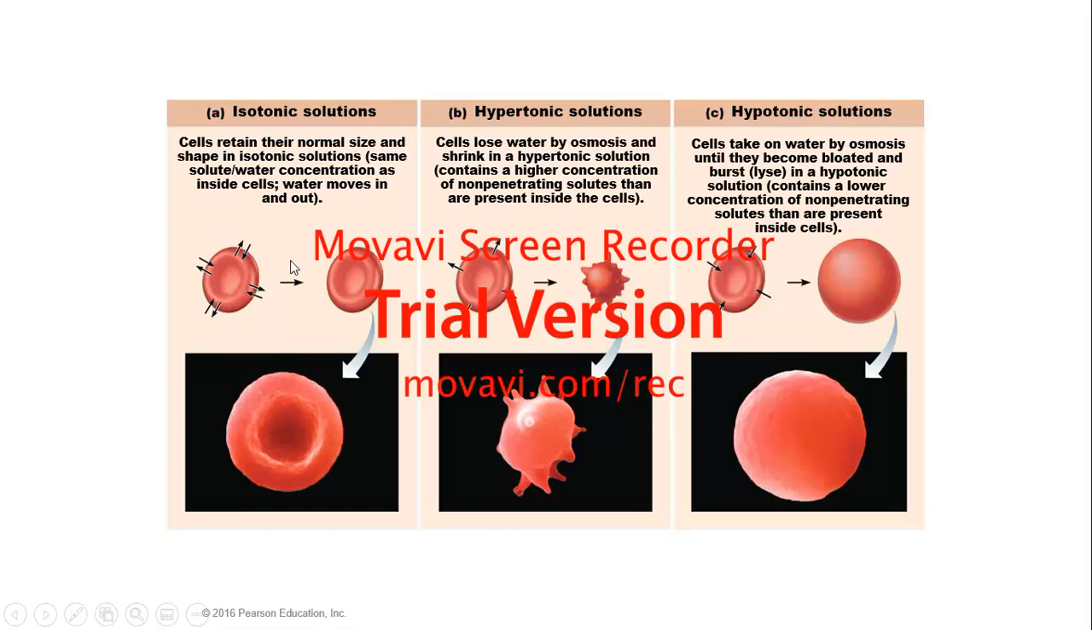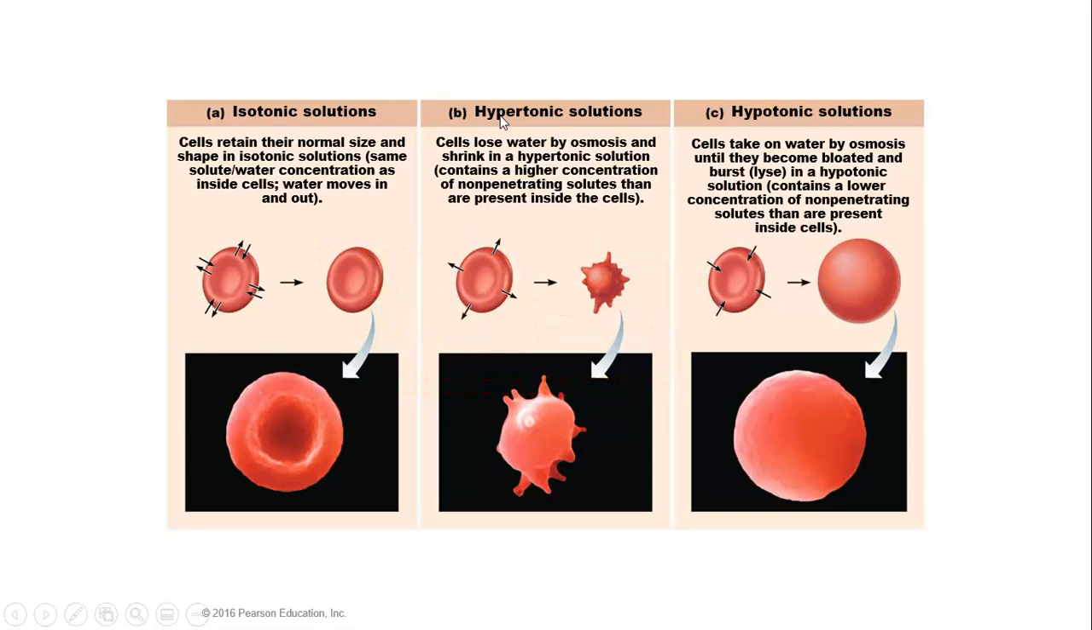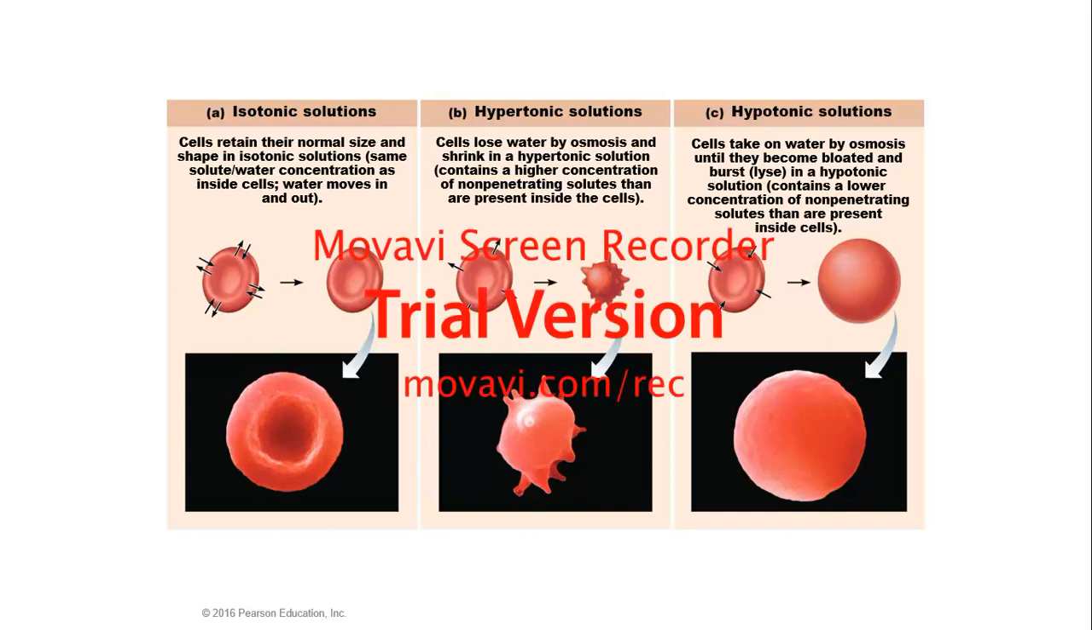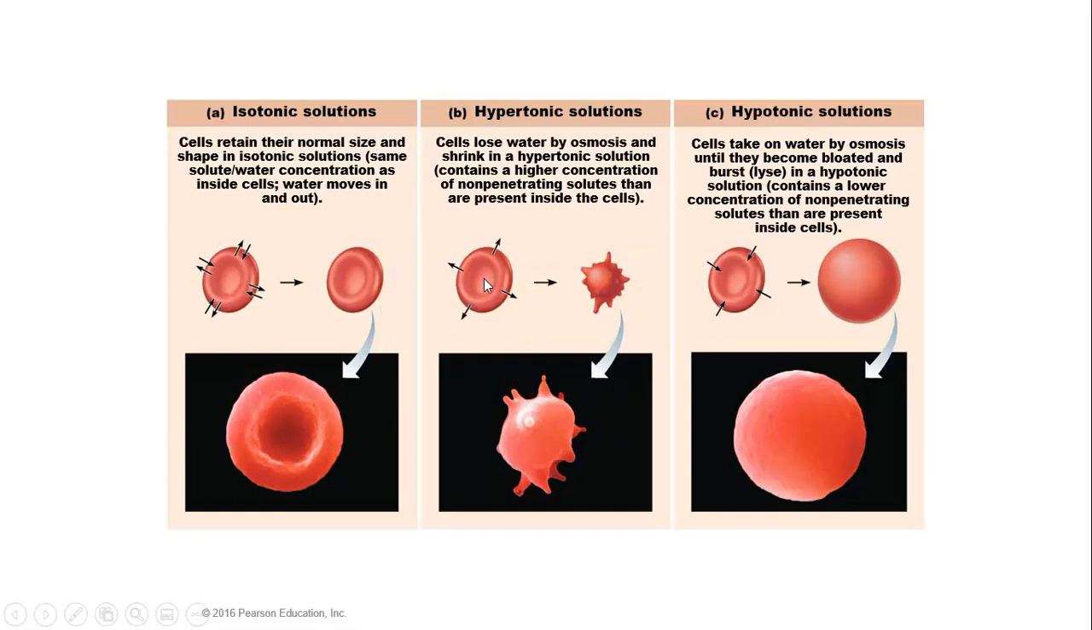It doesn't change. Hypertonic solution, the prefix hyper means high, high salt, and you're going to have low water. When you have high salt, that means you have low water. Those two are always the opposite. So high salt means you have a low water solution, therefore you have higher water concentration inside of the cell, so water flows from high to low, out of the cell, and the cell is going to shrink.